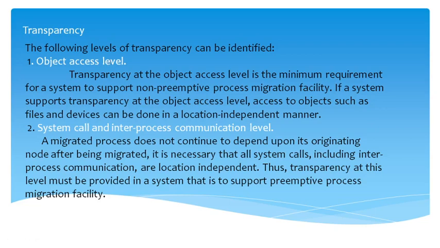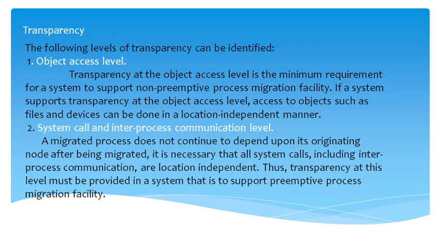At this level, the process can access objects such as files and devices, and this object level transparency will allow the free running of programs at any arbitrary node. That is about the object access level, which is the minimum requirement of the system to support non-preemptive process migration. And the second one in terms of transparency is system call and inter-process communication transparency.